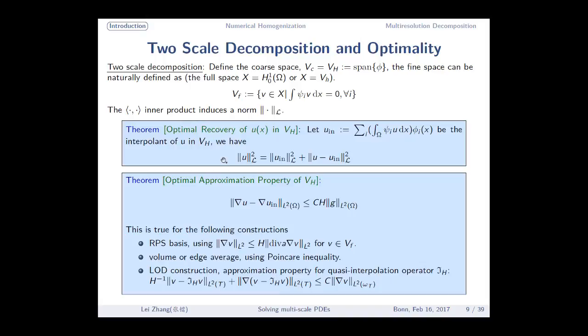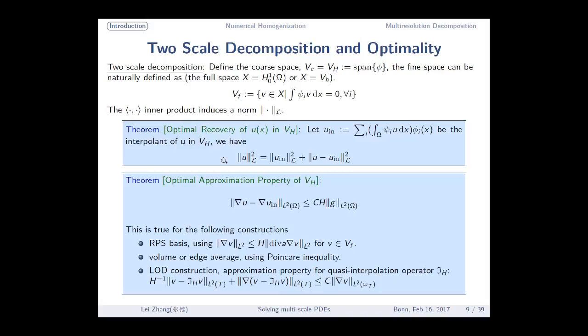And also you have the optimal approximation property of this U of capital H. Basically this U is the interpolation of U in the coarse space, and you have this approximation error, which is controlled by order H. The right-hand side is just L2. And this is true for the following constructions.